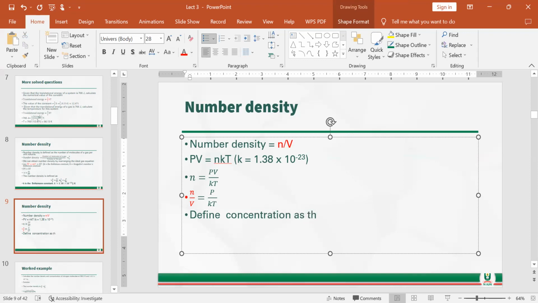As a whole, divided by what? The volume. You understand that? You know that concentration in molarity is mole divided by volume. So we now say that the number density is in mole per dm cube. You understand that? That is what we are doing here.